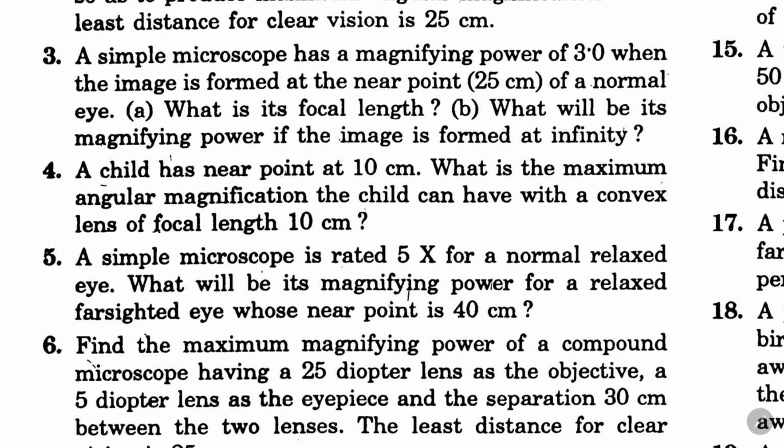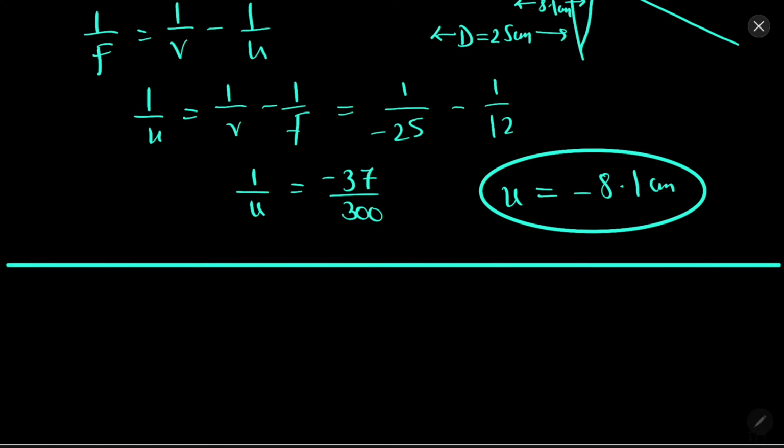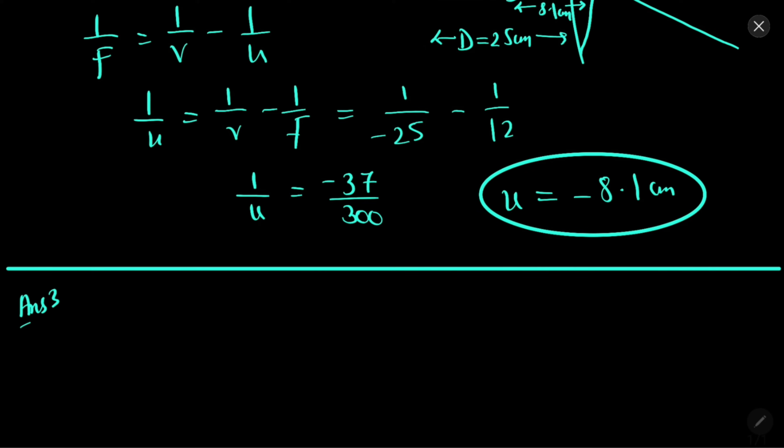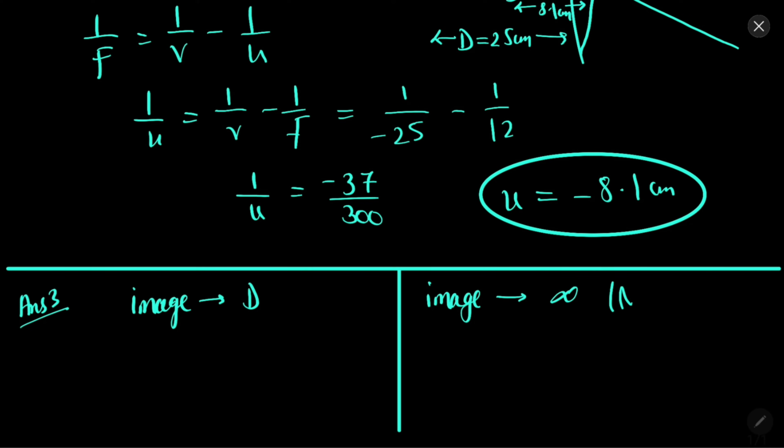Now in the third question, a simple microscope is there, magnifying power is given. Now this magnifying power is when the image is formed at the near point, that is the least distance of distinct vision, 25 centimeter. Now what is the focal length and what will be the magnifying power if the image is at infinity? So this is quite straightforward. We know that there are two situations. In the first case, the image is obtained at the least distance of distinct vision, and the other situation is when the image is obtained at infinity, which is also called normal adjustment.